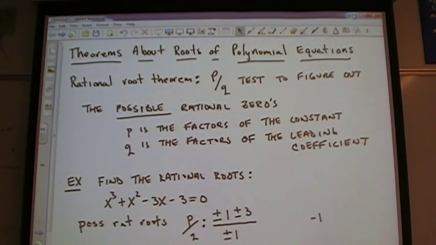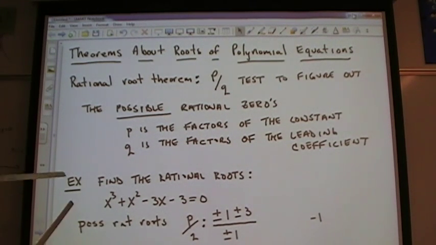How many total zeros do I have in this problem? 3, because the degree is 3. So you have a total of 3. Now you could have 3 rational zeros, all 3 of them could be rational. 1 of them could be rational. 2 of them could be rational. If they're not all rational, then the other ones are either irrational or imaginary, right?